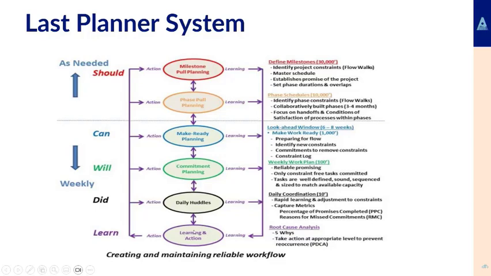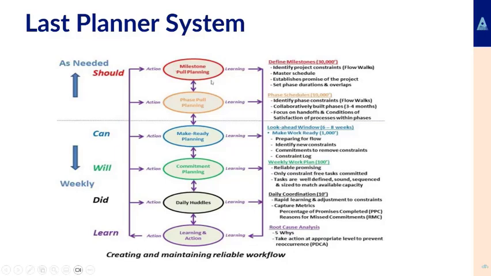And this continuous improvement that we talked about within Lean is built into the Last Planner system. So if things aren't working, we find out why with the 5 whys, and plan, do, check, act are all part of it. And then within the daily huddle, you talk about percentage of promises completed, PPC, and reasons for missed commitments, the RMC. So these are gathering metrics on how well the project is doing, and then maybe trying to put some corrective action in place.